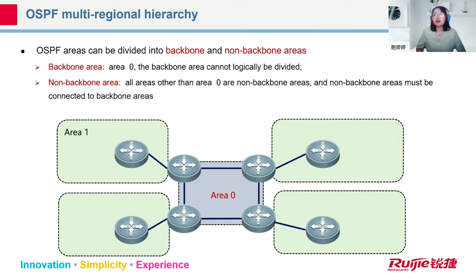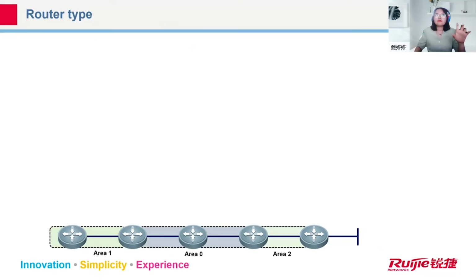And each area has an area number, like area 1, area 2, area 3, and also area 10.1.1.1. Because when you configure area 3, the result will become area 0.0.0.3. Okay, so these are the different areas. After we divide the areas, we define different roles of routers. Like here we have area 1, area 0, and area 2, right?